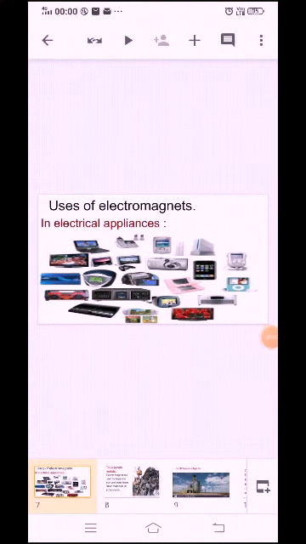Now, you are going to study about the uses of electromagnets. Electromagnets are used in many appliances. First one, in electrical appliances. Electromagnets are used in appliances such as electric bells, hard disk drives, speakers, earphones, induction stoves, motors, generators, cell phones, computers, magnetic resonance imaging machines in hospitals, etc.